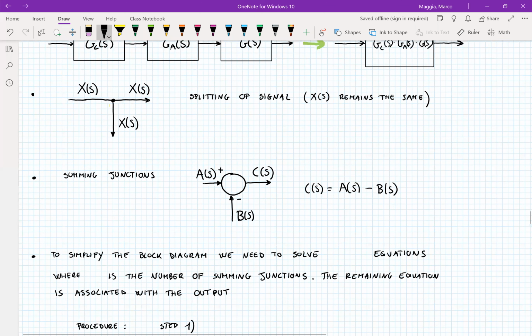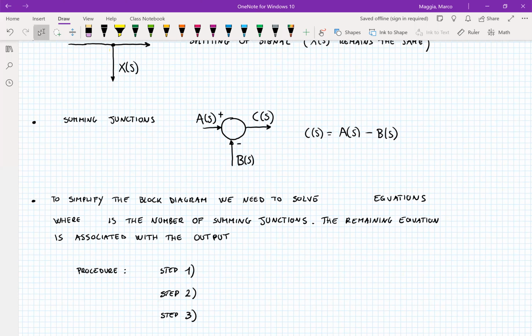All right, so now let's get to the actual solution or simplification or reduction of the block diagram itself. What you need to do in order to simplify the diagram is come up with n+1 equations. So we'll have to solve n+1 equations. What is n? n is the number of summing junctions. So if you had 3 summing junctions, you would have to find 4 equations and solve these 4 equations, a system of 4 equations, as easy as that.